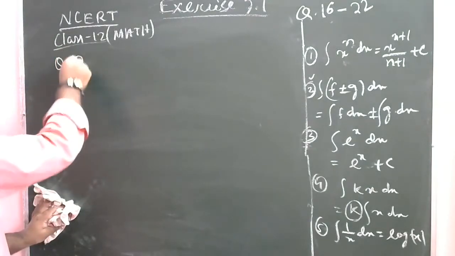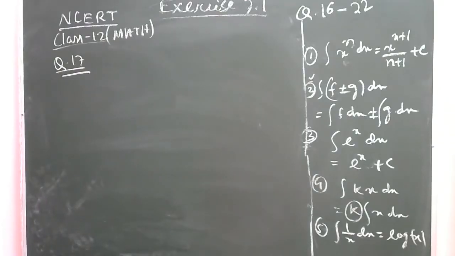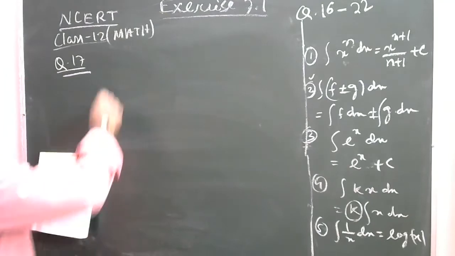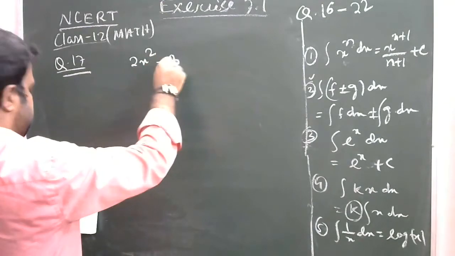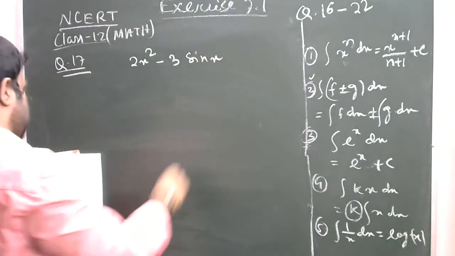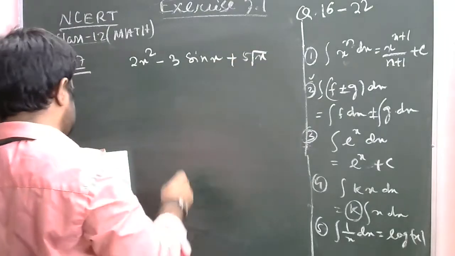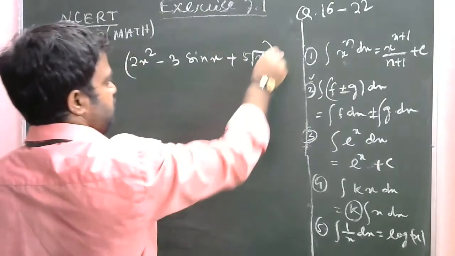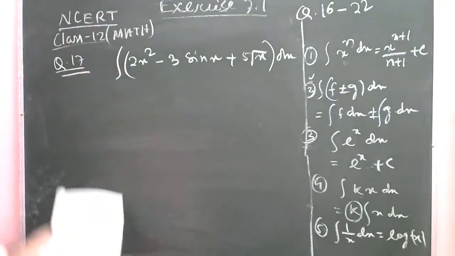Question number 17. What is given? The integral of 2x square minus 3 sin x plus 5 root x dx.